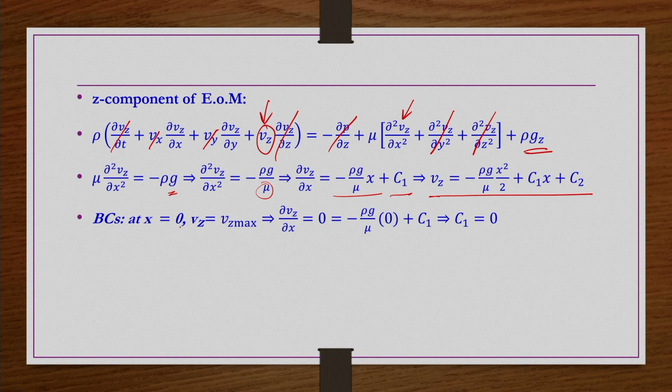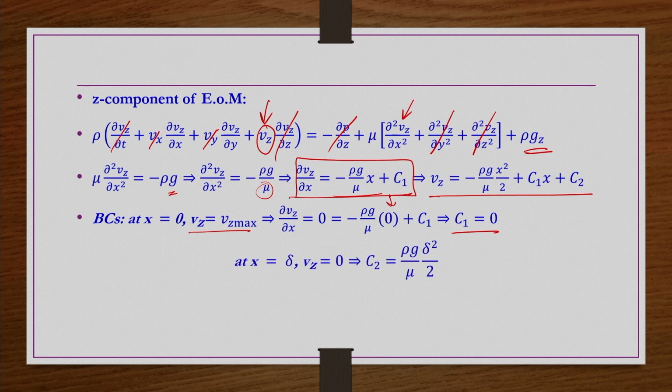Then by the boundary condition, at x equals 0, Vz is maximum, so ∂Vz/∂x is 0. If ∂Vz/∂x is 0 at x equals 0, from this part of the equation we get C1 equals 0. And then at x equals delta, Vz equals 0.